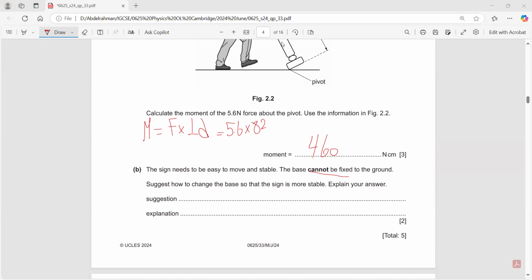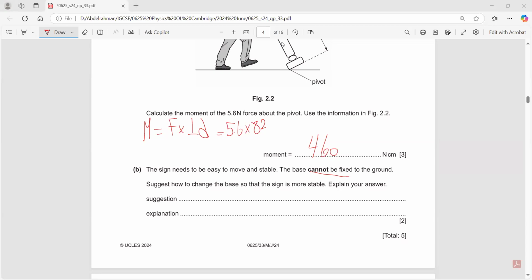Yes, you can lower the base a little bit. But how can you lower the center of mass? That's the question. How can I lower the center of mass? By increasing the weight of the base. If you think about it this way, by increasing the weight of the base itself, you are making it more stable by lowering the center of mass.